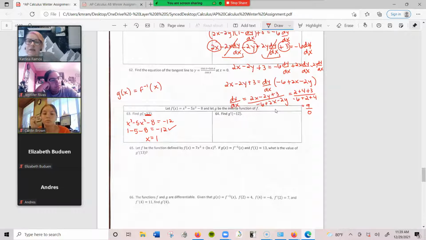And the reason why I do that is because this is going to equal 1 over f prime of this number, which is the 1. You get me? Oh, just kidding. Find g of negative 12, that's x equal to 1. That's the answer for 63. Sorry, I broke it down. Now g prime of negative 12, that is what's going to equal 1 over f prime of 1.